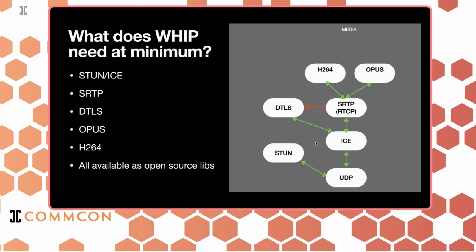So what do you need to implement WHIP? How much of that do you need? Well, the good news is that actually you don't need the data channel at all. And you can get away with a lot less SDP. So we've simplified this thing quite a lot down to being STUN and ICE. You don't have to have TURN, actually. You can do WHIP without TURN. You need SRTP, you need DTLS, you need Opus, you need H.264.